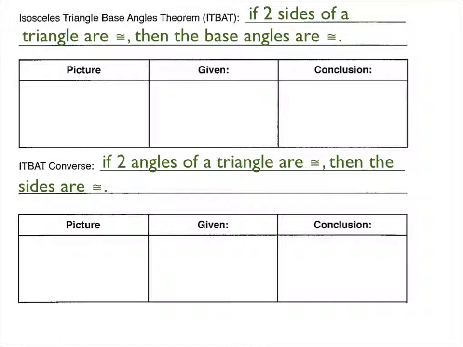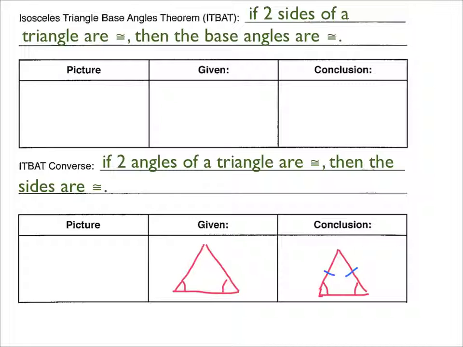Your picture of this one, again, now your given is that you have two congruent angles. You walk up to this triangle and the triangle says to you, I have two congruent angles. I have two angles that are the same. You can say to that triangle, by the converse theorem, I know that the sides that are opposite of your two angles are congruent.